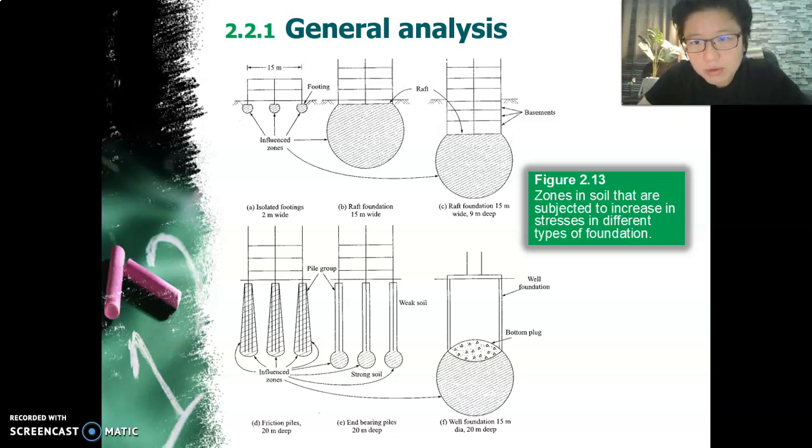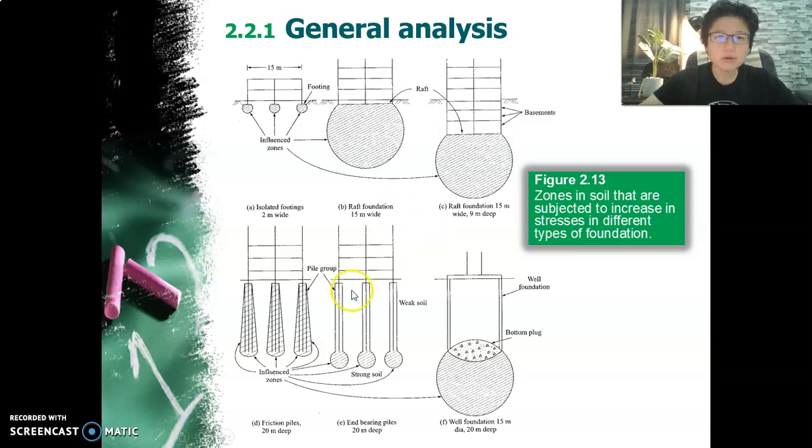Good. Right, look at this diagram. It's in your module as well, in figure 2.13. You'll find that the influence zones of your soil that is being loaded from the top will be changing, or rather will be taken down to the depth of where you put your foundation. Because remember, the purpose of the foundation is to bring your load that's being applied from the top to the ground, to the depth that you want the soil to take the load.